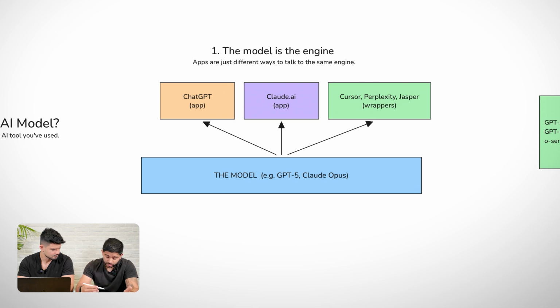So for example, ChatGPT is an app that's built on top of the GPT-5 model. And Claude, the app, the co-working space that we like to use on our desktops, is built on top of the model itself, right? The Claude model, Anthropic's model.